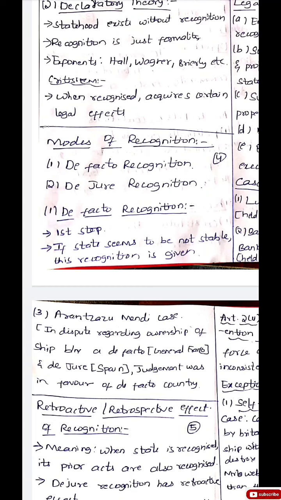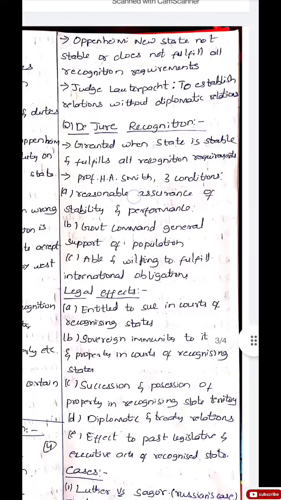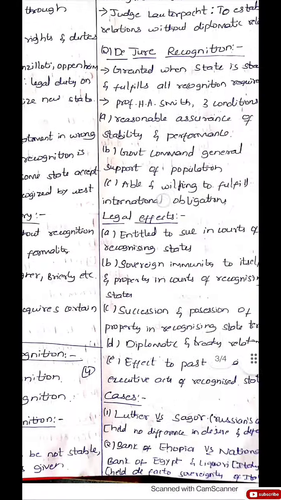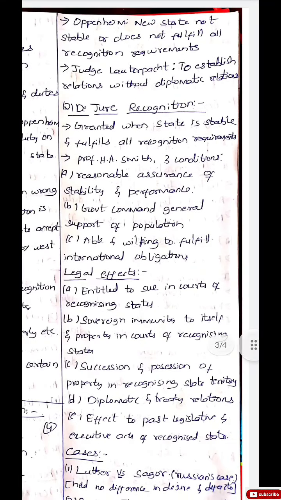If the existing states think that the new state is not stable, that it does not have a stable government, then they give this de facto recognition to it. According to Oppenheim's view, if a new state is not stable or does not fulfill all recognition requirements of international law, then de facto recognition is given to those states. And Judge Lauterpacht says that de facto recognition is given to establish relations with the state without having any diplomatic relation with that state.